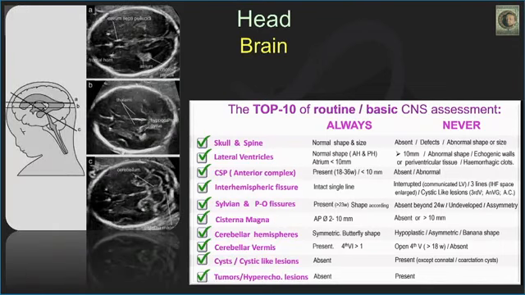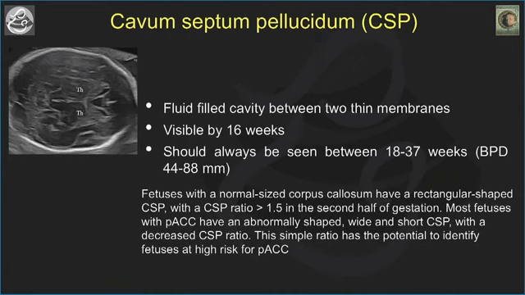Which means you look at the skull and the spine, the bony part of it, the lateral ventricles, the anterior complex, which is constituted by the cavum septum pellucidum and the lateral ventricles and the corpus callosum, the interhemispheric fissure, the sylvian fissures, the cisterna magna, the cerebellar hemisphere, the vermis of the cerebellum, any cyst-like lesions, and any other lesions that you see.